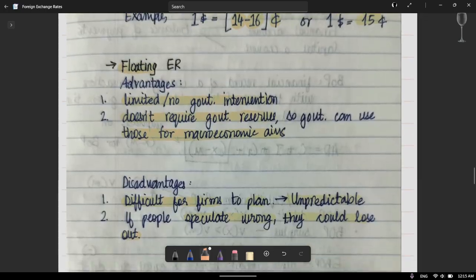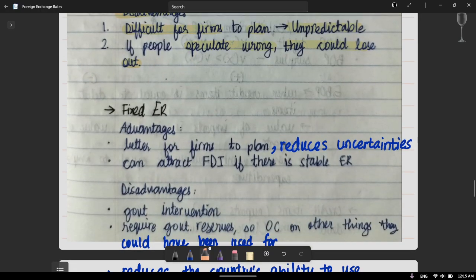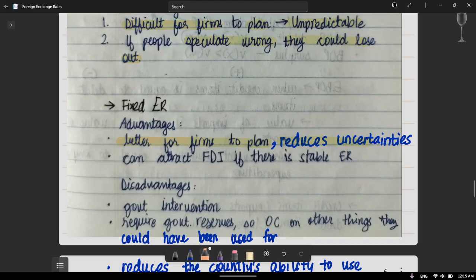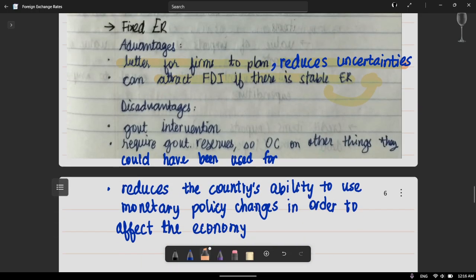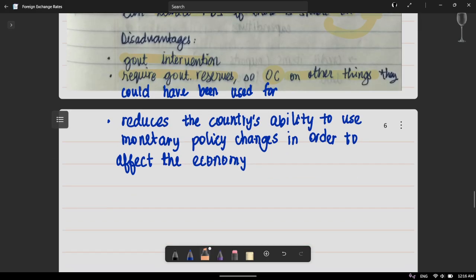Now, so the advantages here basically become the disadvantages here, and disadvantages here become the advantages over here, right? So better for firms to plan, so reduces uncertainty, can attract FDI if there's a stable ER because it reduces uncertainties. Disadvantage is that there's government intervention, requires government reserves and bonds, so the opportunity cost on other things they could have been used for, reduces the country's ability to use monetary policy changes in order to affect the economy.